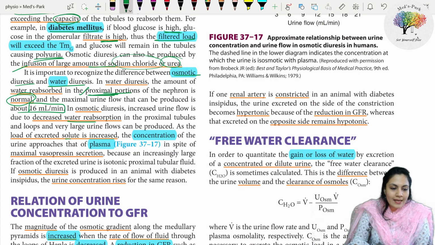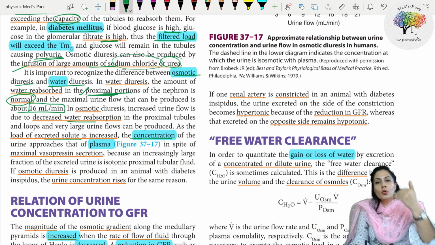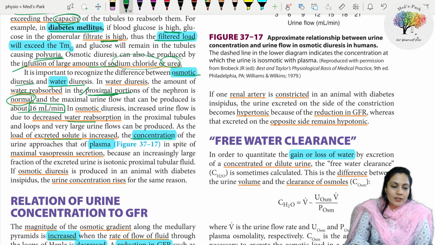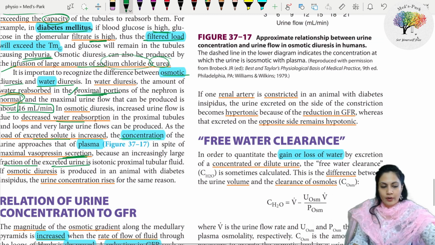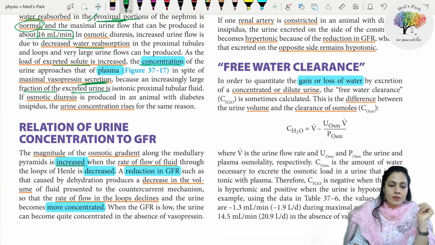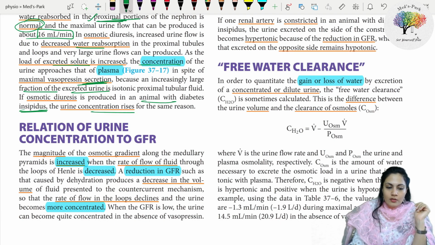Right, let's move on. As the load of excreted solute is increased, the concentration of the urine approaches that of the plasma, obviously, right? So it will go towards isotonicity, in spite of maximal vasopressin secretion, because an increasingly large fraction of excreted urine is isotonic proximal tubular fluid. So the urine also becomes isotonic. If osmotic diuresis is produced in an animal with diabetes insipidus, the urine concentration rises for the same reason.